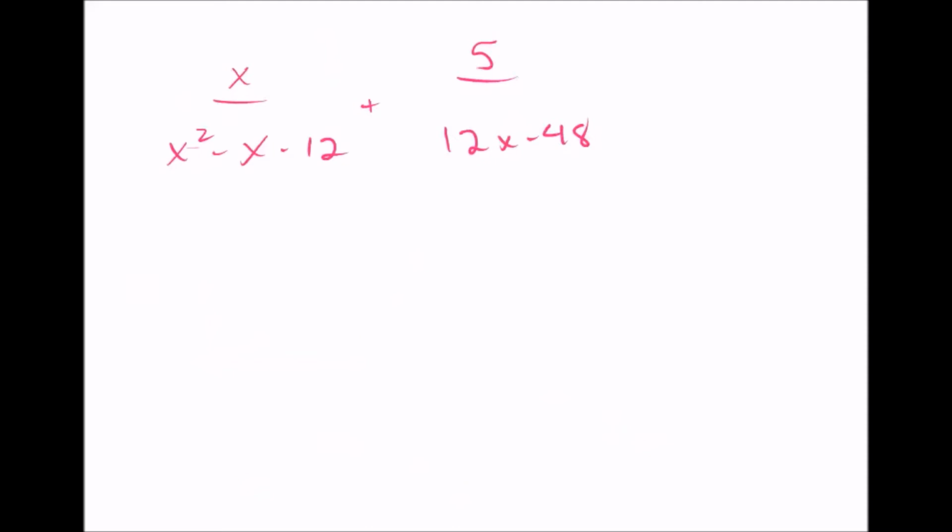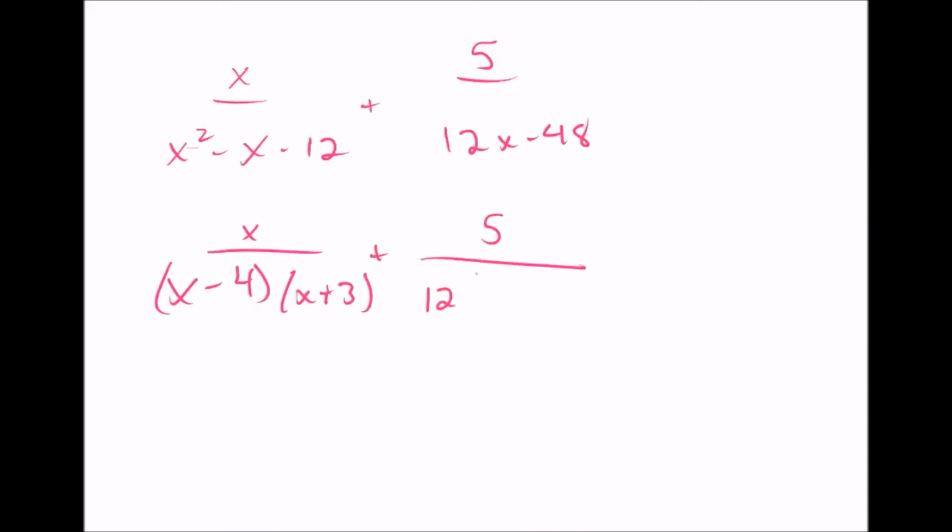Alright, let's walk through a slightly harder example. x over x squared minus x minus 12 plus 5 over 12x minus 48. So in this one, it's a little less clear what the denominator should be. So first we're going to factor it. It's going to make it more clear. So we'll factor the bottom. The first denominator factors to x minus 4 and x plus 3. And on the right side, we have 5 over 12 times x minus 4.